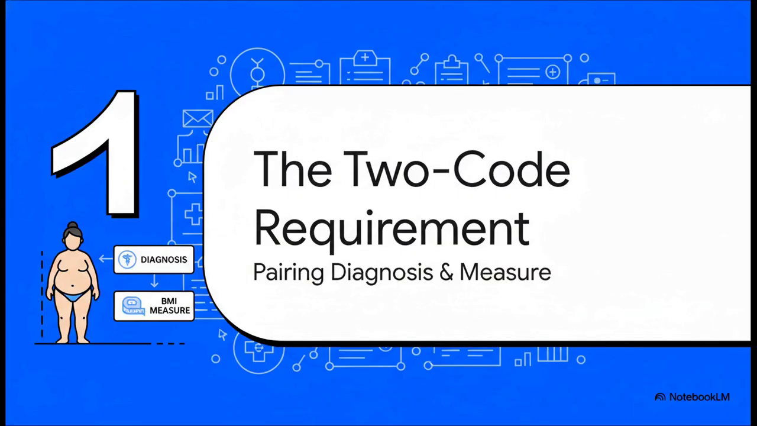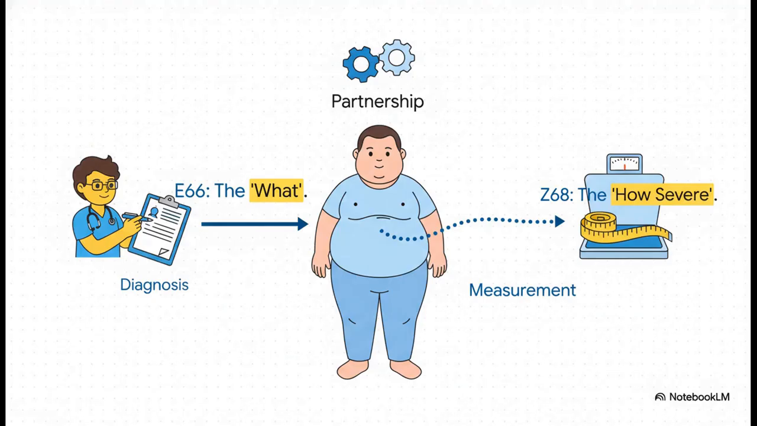You see, correctly coding obesity isn't about finding just one single code. It's more like a partnership. It's all about pairing the clinical diagnosis with a specific measurement that gives it all the right context. And this slide illustrates that partnership perfectly. On one side, you've got your E66 codes. Think of these as the what. It's the provider's official diagnosis, like obesity or overweight. Then on the other side, you have the Z68 codes. This is the how severe. It's that objective measurement, the body mass index, that backs up the diagnosis. You really need both for the complete picture.